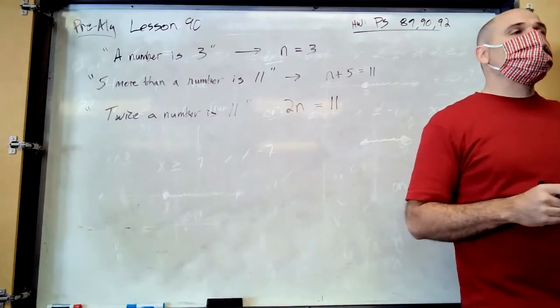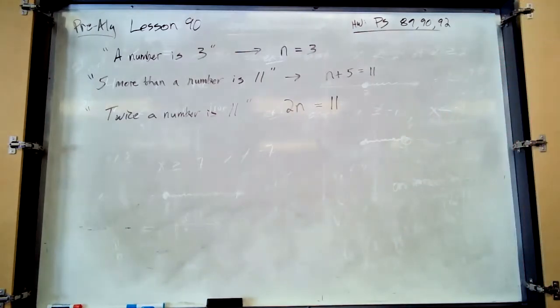If you were 3 years old and I was twice your age, how old would I be? 6. Yeah. So you're not squaring 3, you're doubling.